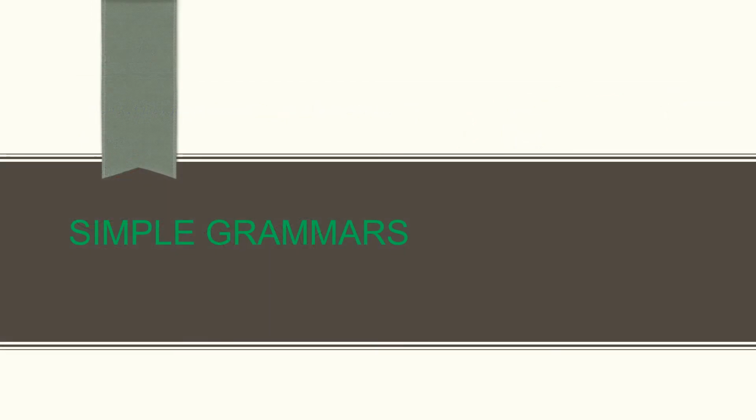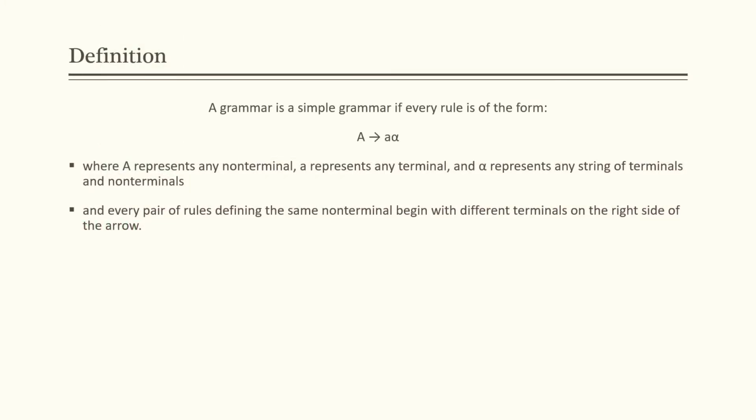Now we look into simple grammars. We want to know what a simple grammar is. By definition, a grammar is a simple grammar if every rule is of the form A goes to a alpha. So this is the representation of a simple grammar. The capital letter A is a non-terminal. The small letter a is any terminal, and alpha represents any string of terminals and non-terminals. So the rule must be in that form.